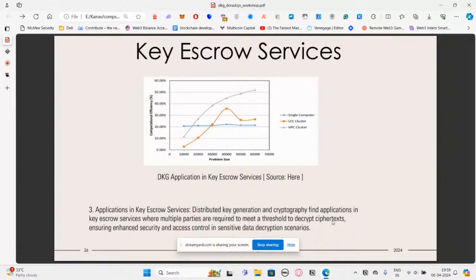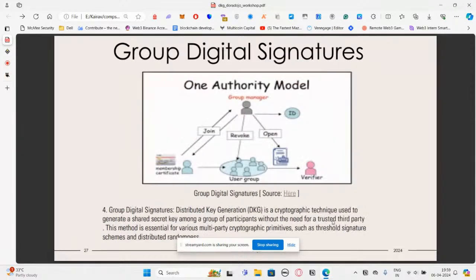Applications in key escrow services. Now, that is something that's pretty evident: when you have funds being stored in a single place and communication between the client and the person who is delivering the services, this can be pretty useful.